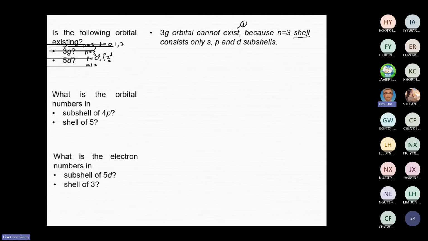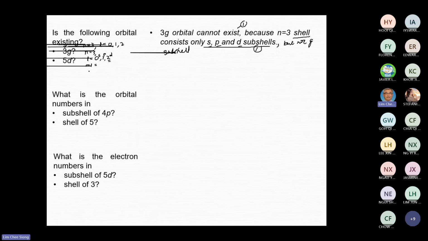If you forget to put the subshell, it doesn't matter. If you put that because n equal to 3 just consists of s, p, d subshells, enough. If you want to go further and say no g subshell, it also doesn't matter, we will accept it. Clear? So once again, 3g cannot exist, 1 mark, because only s, p, d subshells. This one is another mark.